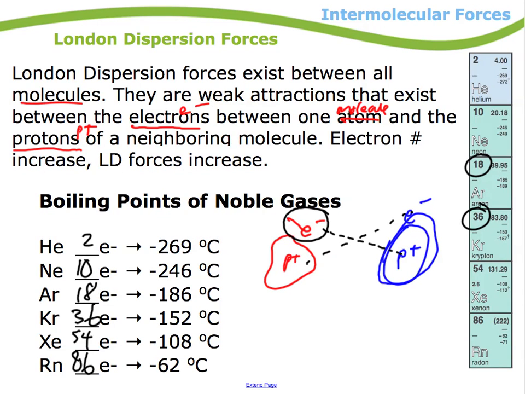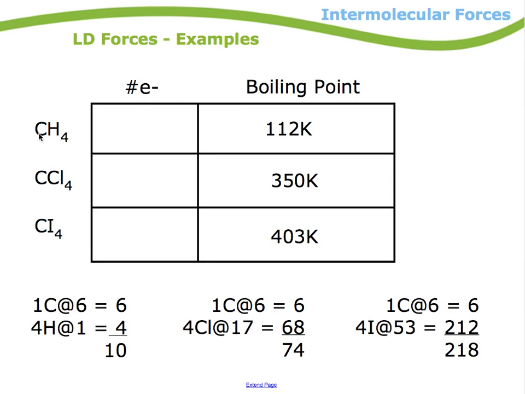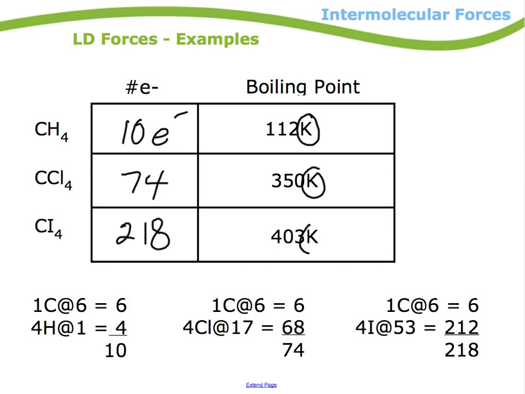So those are London dispersion forces. Here's just a quick example. Methane has 10 electrons. I just counted them up down here. Carbon tetrachloride's got 74. Carbon tetraiodide has got 218. Again, compare the boiling points. These ones I did in Kelvin just so they were easier to compare. And again, take a look. As you increase the number of electrons, the boiling point also increases.